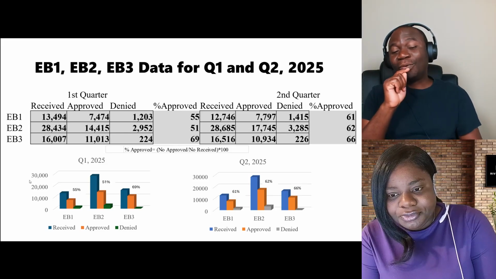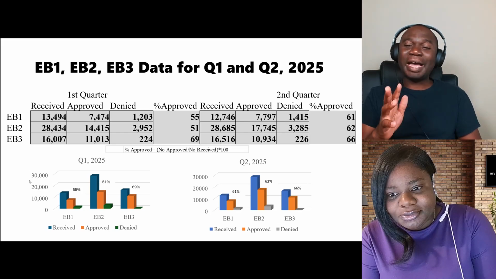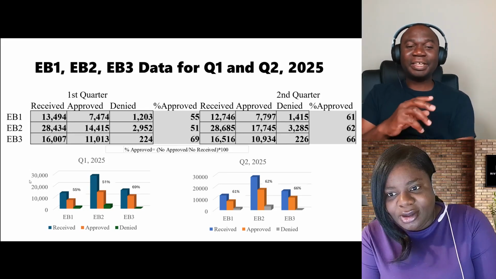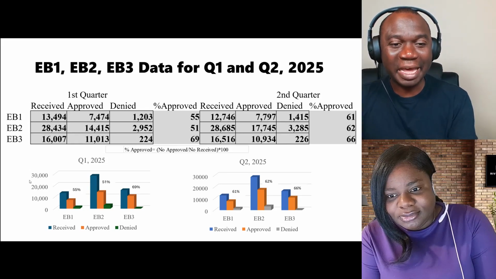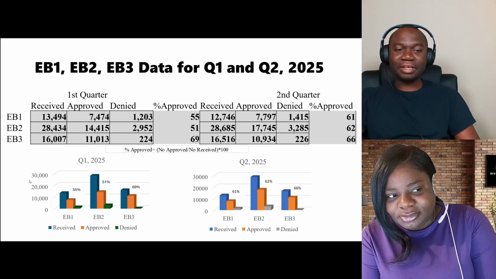So when seeing these numbers, I can see why USCIS had to retrogress the Visa Bulletin. Let's do a quick math here. If you look at the first quarter, you see that the number received for EB1A is over 13,000, for EB2 is over 28,000, and for EB3 is over 16,000.